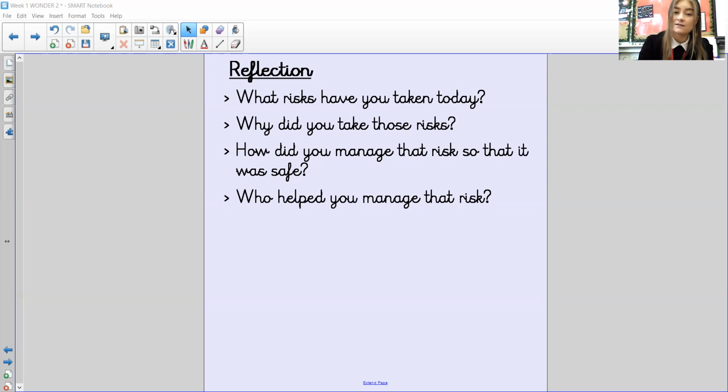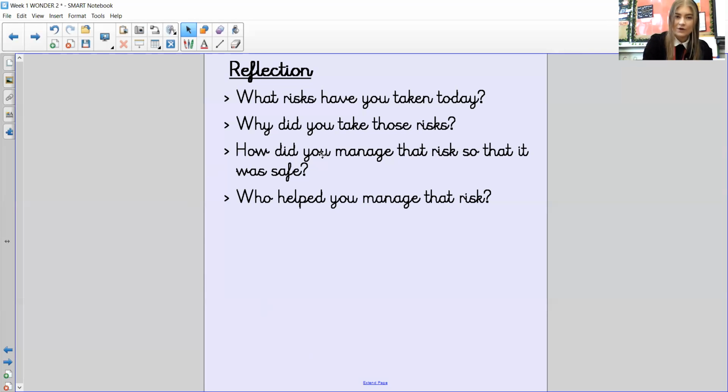Okay then, guys, so that was your task. And now that you've gone through those, I hope you have a bit of an understanding about what is an action that is a risk because of an action that you're taking, what is hazardous because it could cause harm, and what is dangerous because it will cause harm.